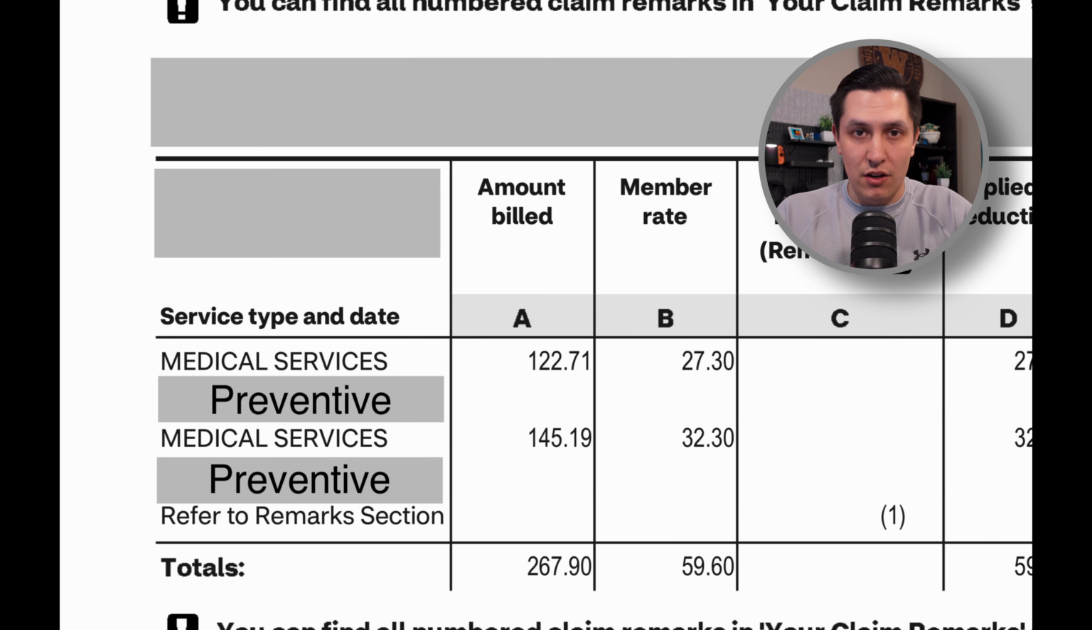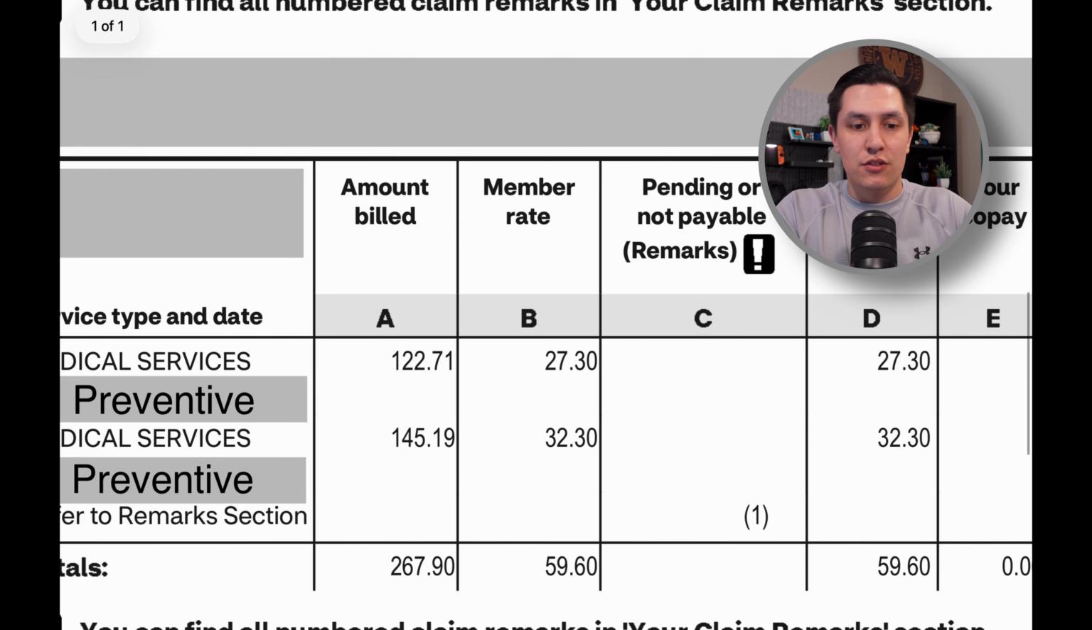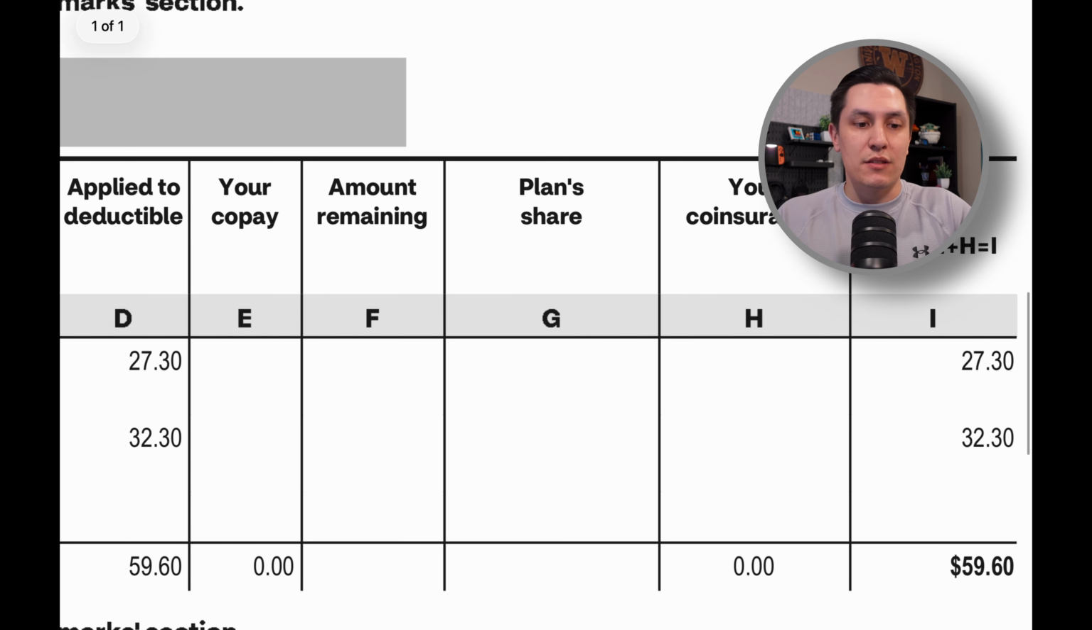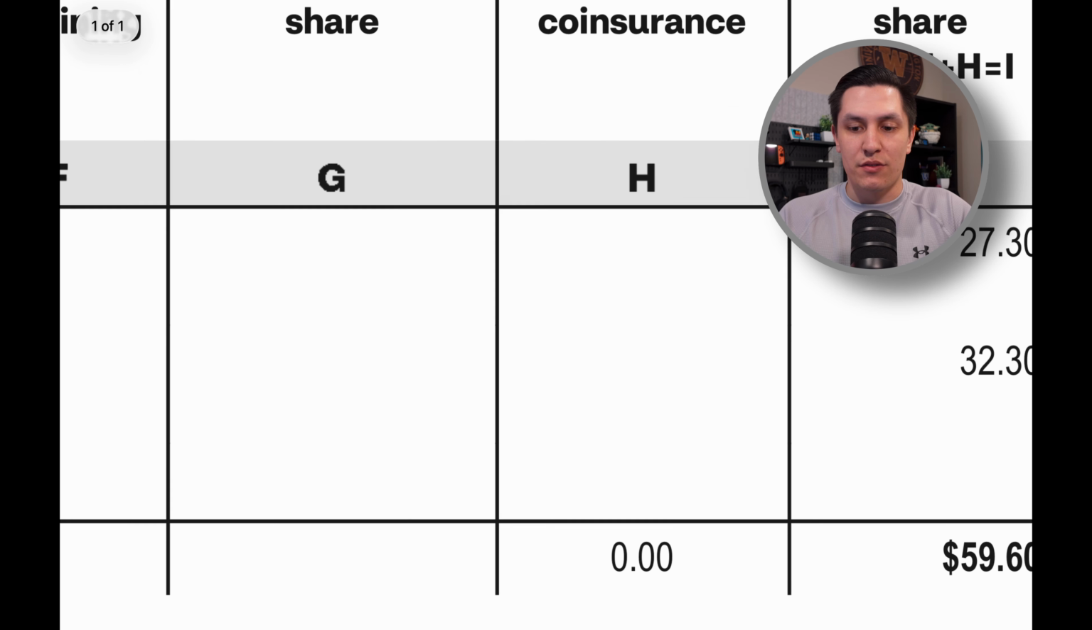And so it starts again with the billed amount, not a real number, gets into the member rate of $27.30 and $32.30. And then we move across the table to applied to deductible. And now I see that I'm going to have to pay some of this and that the plan is not covering anything here. It's all me. It's applied to the deductible and my share is $59.60.